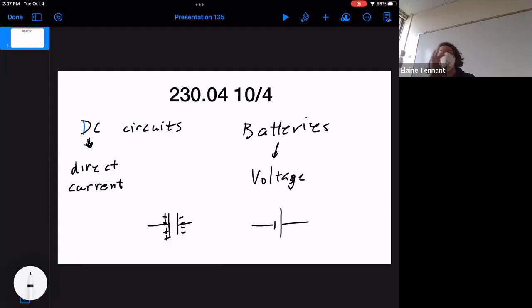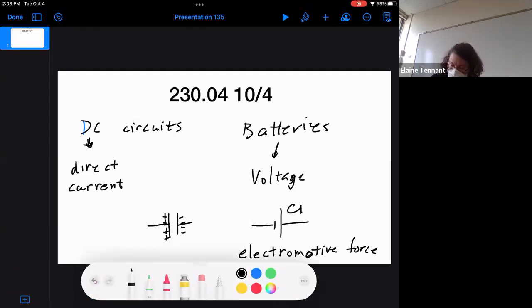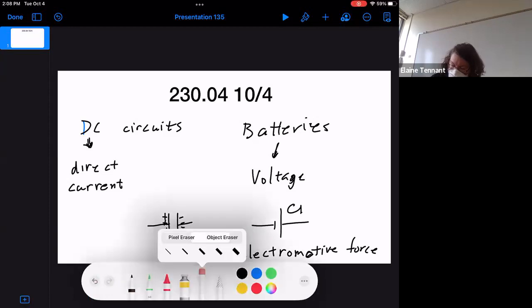So we put the battery voltage into this special case where we call it electromotive force, or EMF. Motive force, or EMF. Wow, that E just did not happen.